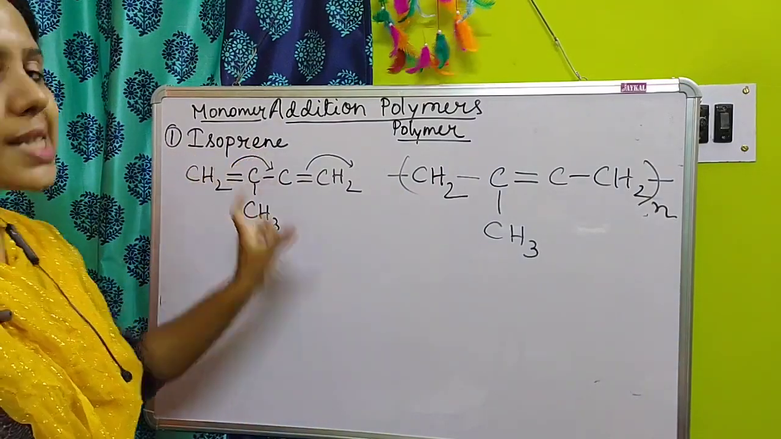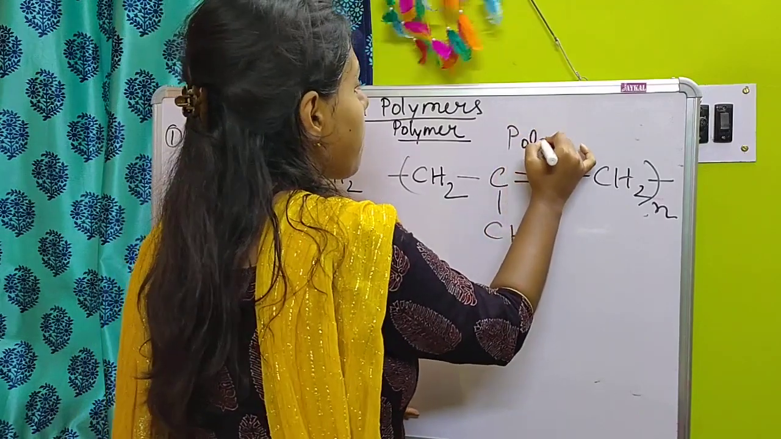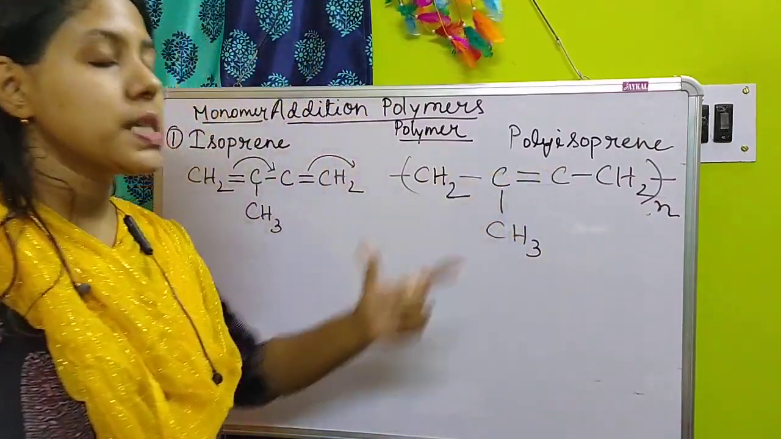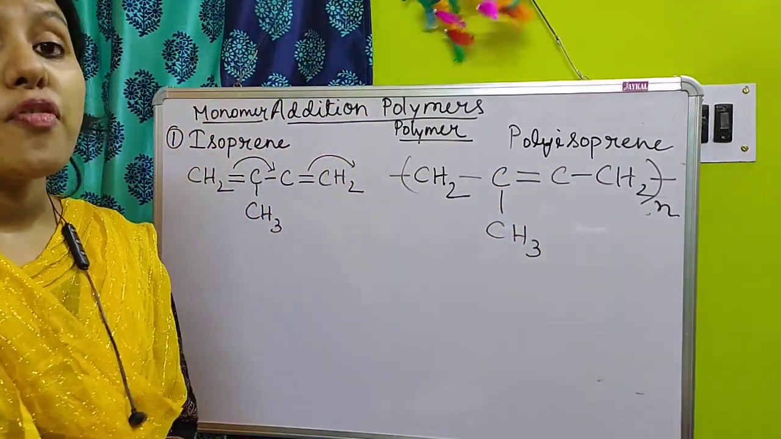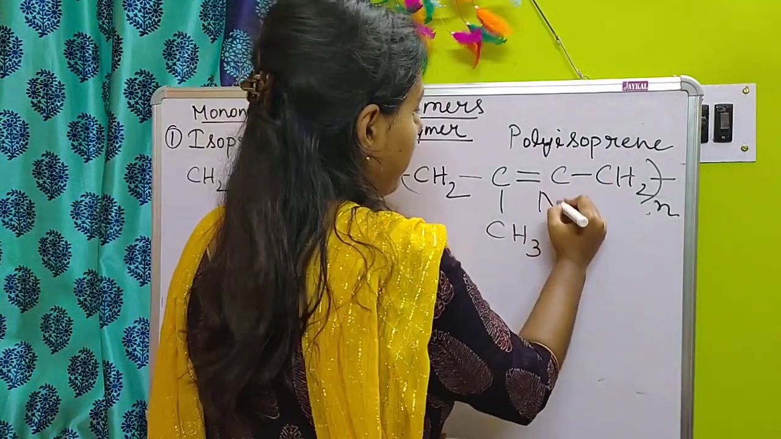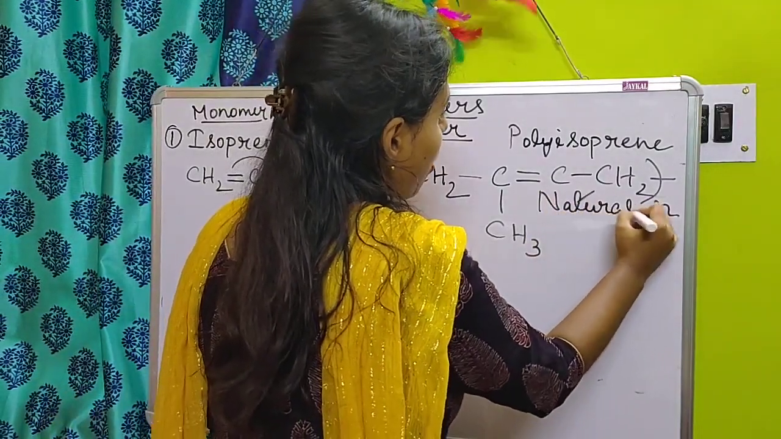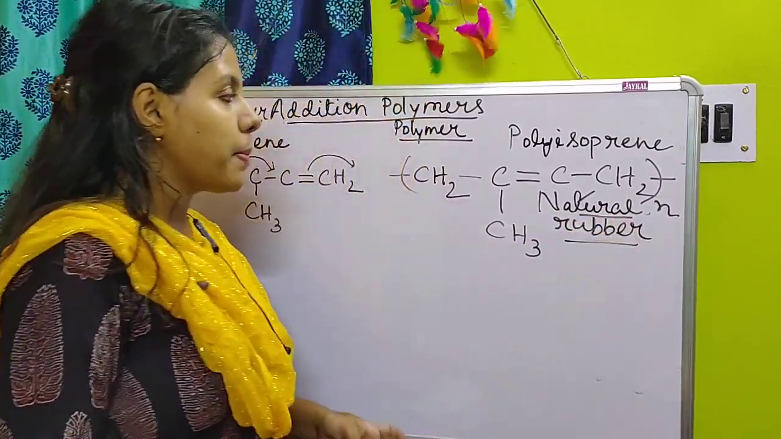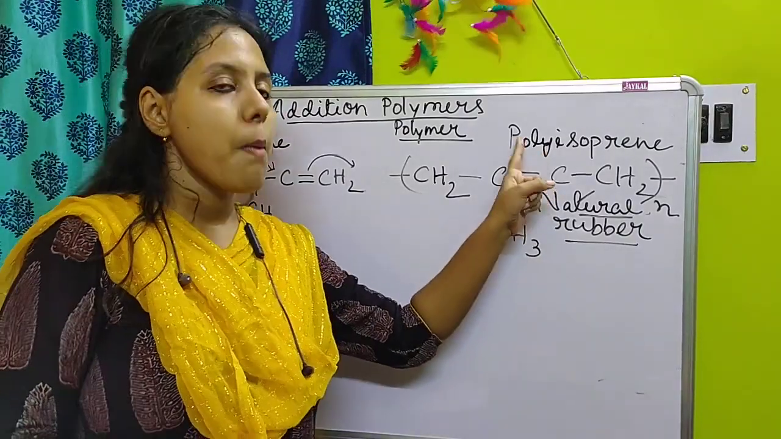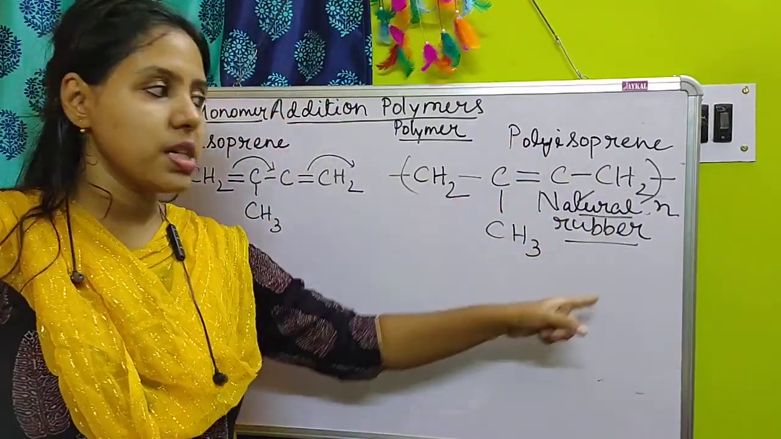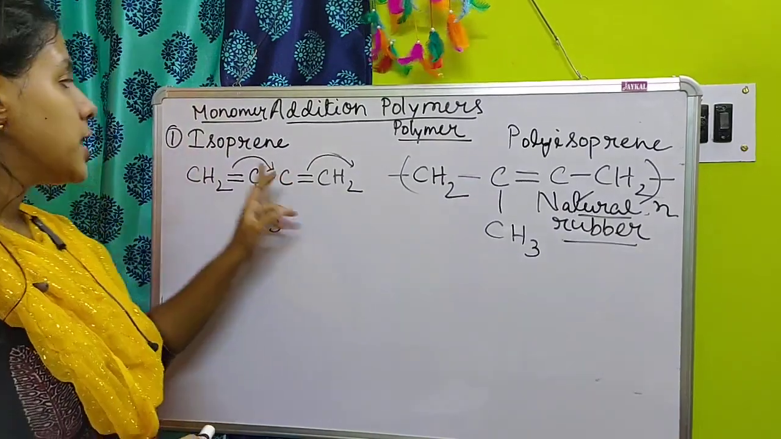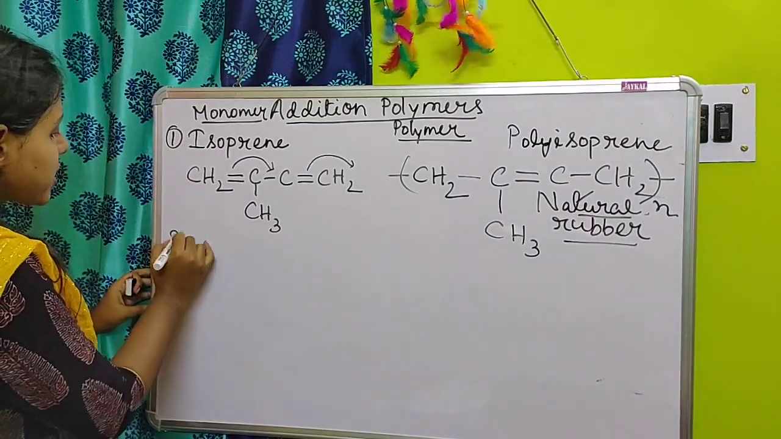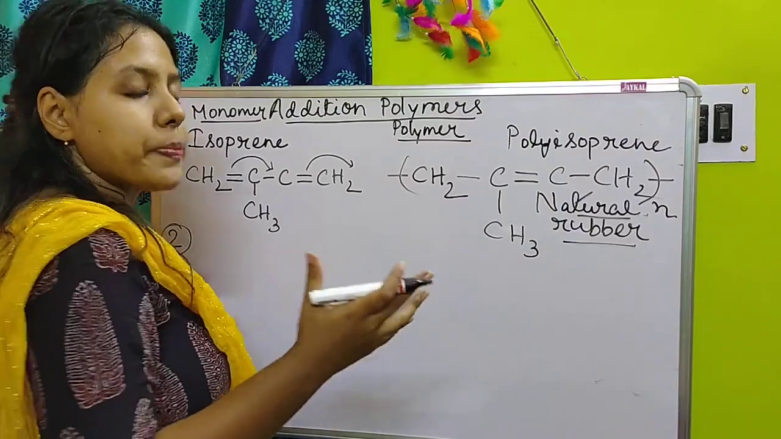The name of the monomer was isoprene, so the name of the polymer is polyisoprene. And the important thing is that this is the structure of natural rubber. If the question comes, what is the structure or the chemical name of natural rubber, the chemical name is polyisoprene, and the chemical structure is this. The monomer is isoprene, and the structure of the monomer is given. This is natural rubber that is obtained in nature.